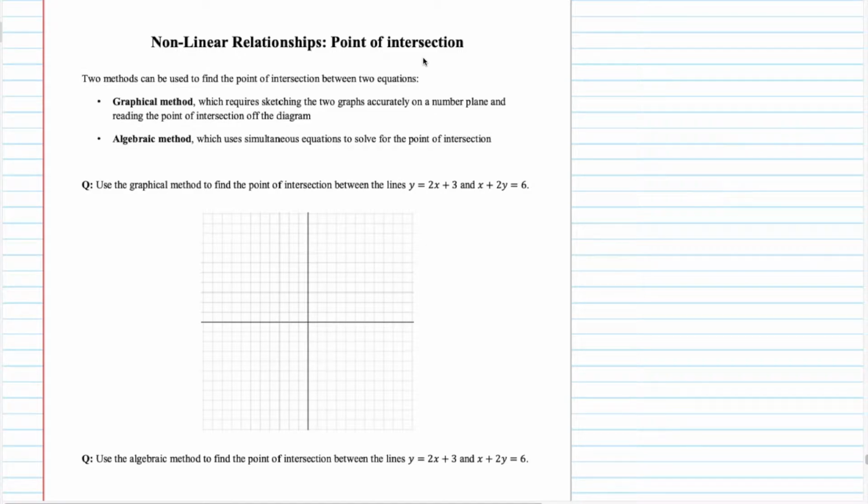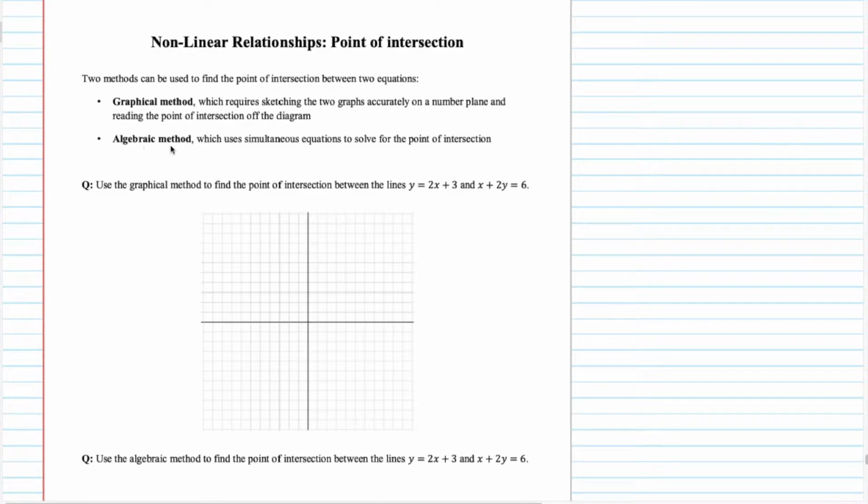As you still remember in the past, you probably learned about points of intersection between two straight lines, where, if you still remember, there are two methods to do this. You can either do the graphical method, which I think is the more annoying method because you have to actually draw the graphs. It requires sketching the two graphs accurately on a number plane, and then you read the point of intersection off the diagram. So I wouldn't recommend this unless you have to.